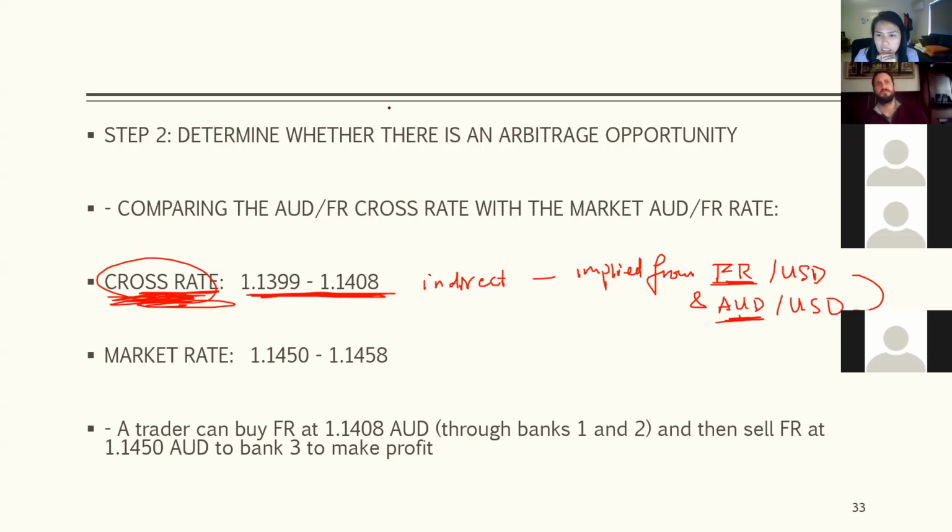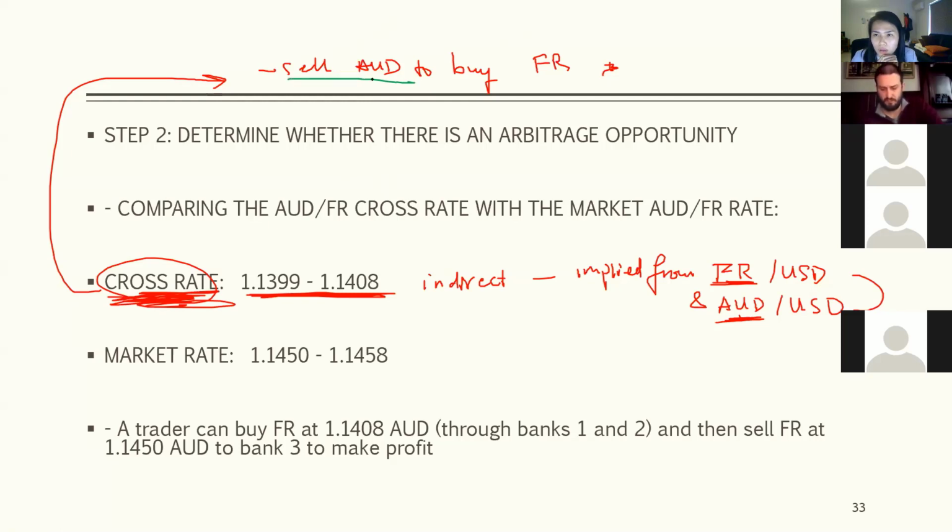Does that make sense? Essentially what you want to do is buy the franc, so you want to sell the AUD to buy the franc. That is essentially what you wanted to do in the first step. Now, because you can't trade the franc and the AUD directly from the first 2 banks, you're going to have to trade it through the USD. So instead of having just 1 transaction like this, I'm going to break it into 2.